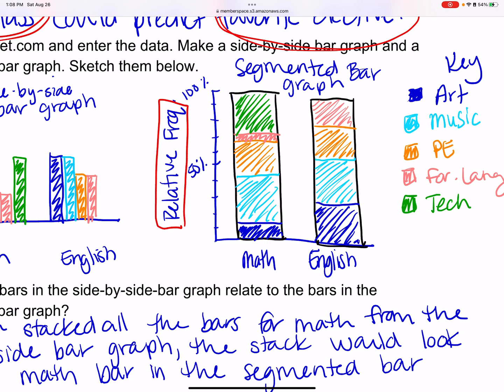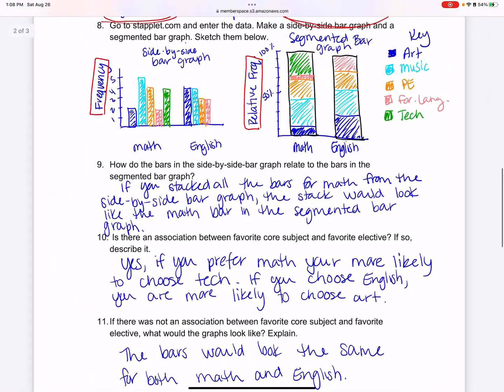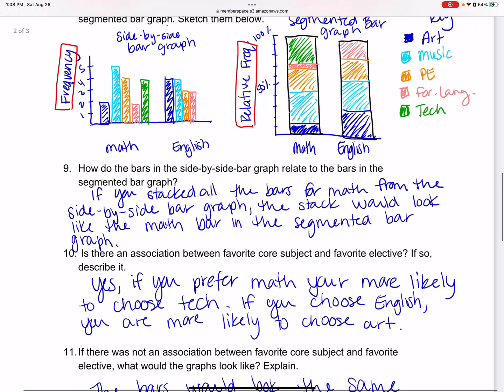There's no association of whether English is going to be a higher art lover or music lover than the people that like math. But we do see that because they are different, there is an association. And we say, if you prefer math, you're more likely to choose technology. If you choose English, you're more likely to choose art. So yes, we're saying there's an association there.